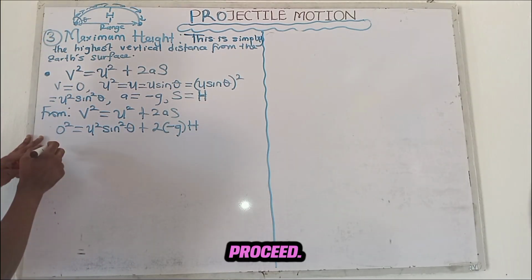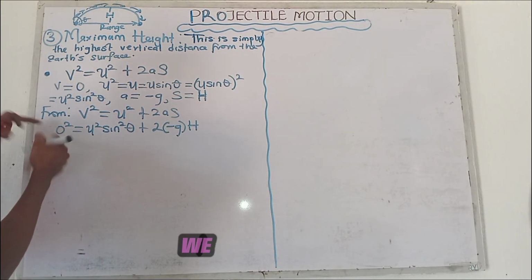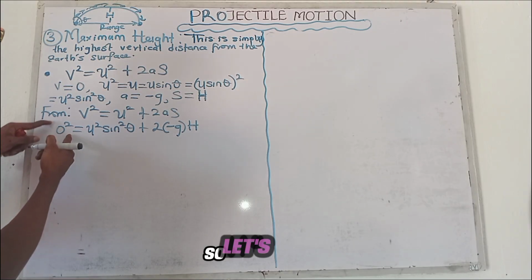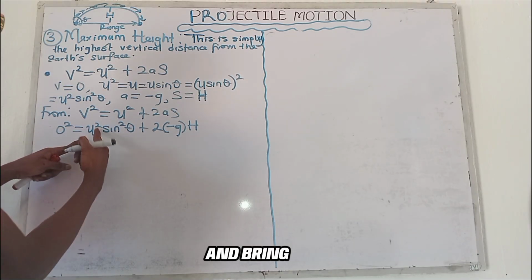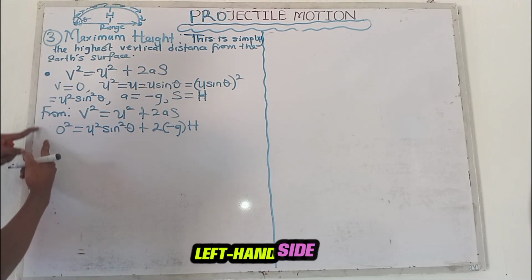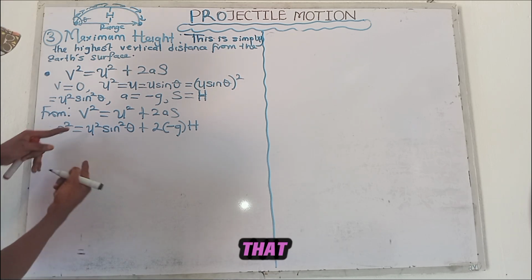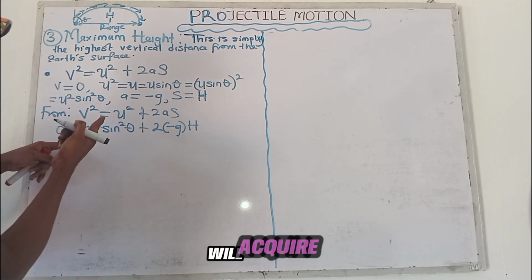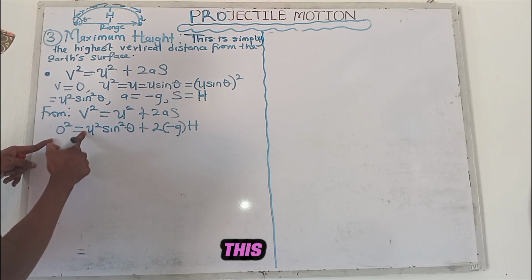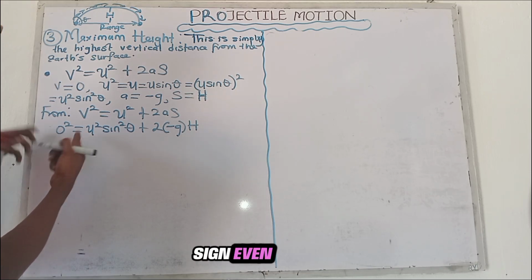All right, let's proceed. Since our v is 0 squared, we know 0 squared is 0, so let's ignore everything on this side and bring our u squared sine squared theta to the left hand side of the equation. When we do that, you should know from your knowledge of math that u squared sine squared theta will acquire a negative sign, because looking at this now, it has a positive sign even though it's not written.